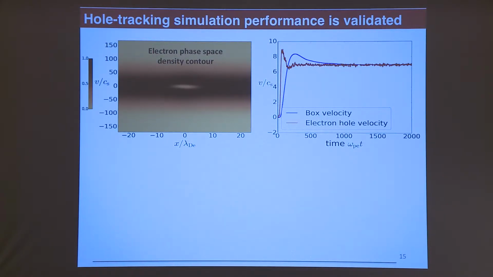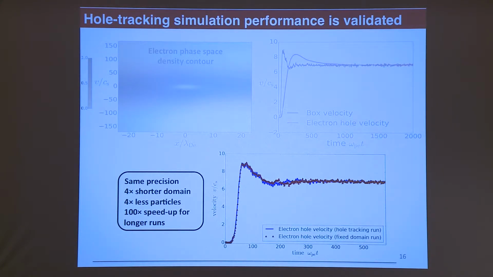And on the right, the red curve is the velocity of the electron hole. You can see that there's a sharp rise caused by this initial acceleration, and the blue curve is the box velocity. And the box is doing a good job to follow the velocity of the electron hole. Not only is it tracking its velocity, but also its position, to always center the feature, the electron hole, in the simulation domain.